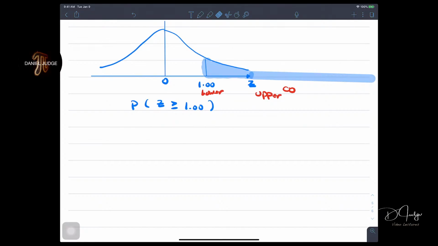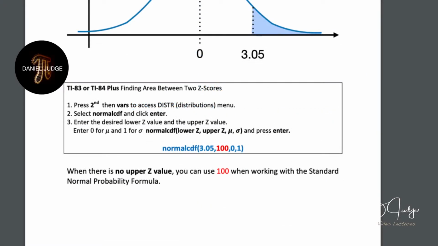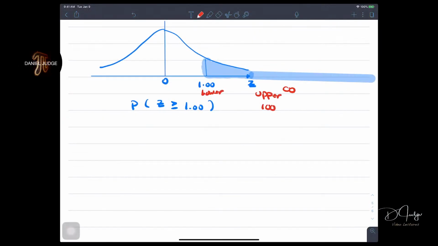Okay, I just used 100. Let's go to this browser. I used 100 here. Do you guys see that there for a right tail? So I just used 100 for the upper value, and I put that in red. So I used 100. You can use 100. You can use 1,000. It doesn't matter.